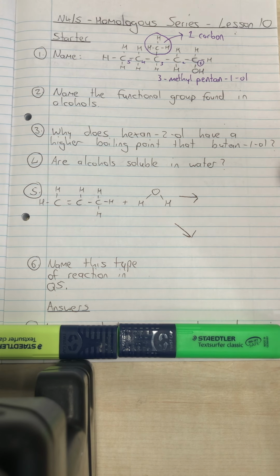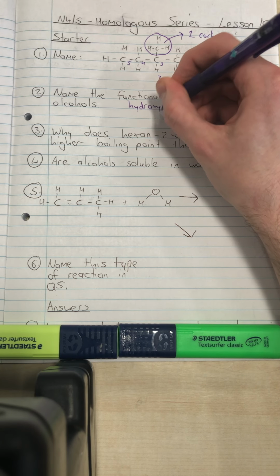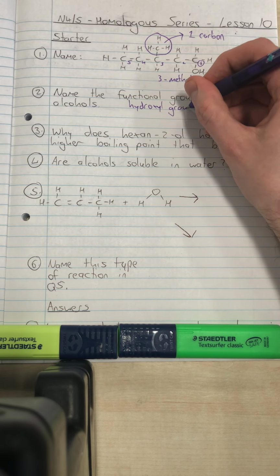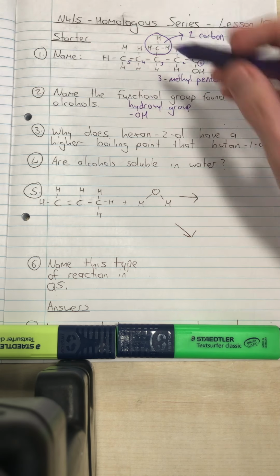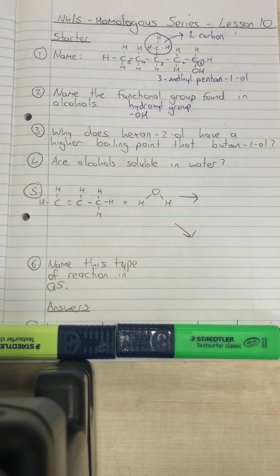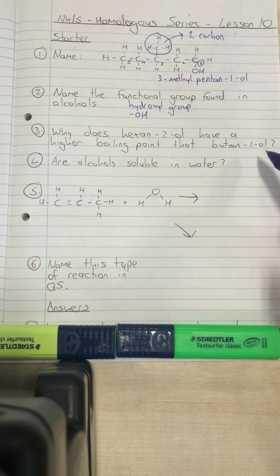Name the functional group found in alcohols. You should know that. It is the hydroxyl group. Okay, and if you want to, it didn't say draw it, it just said name it, but that's how you draw it. Question 3, why does hexane 2-ol have a higher boiling point than butane 1-ol?